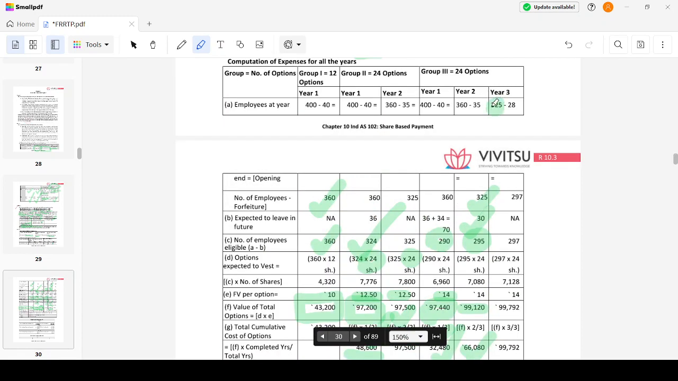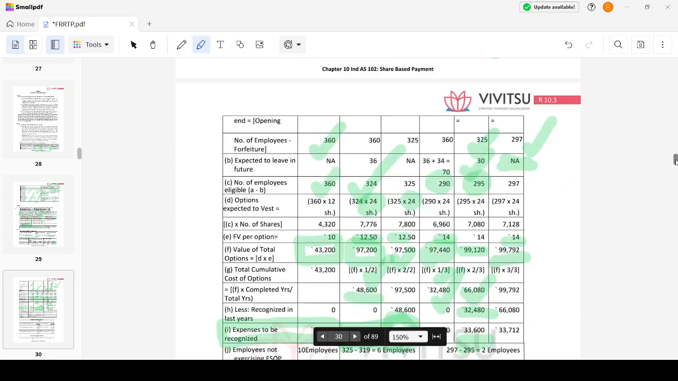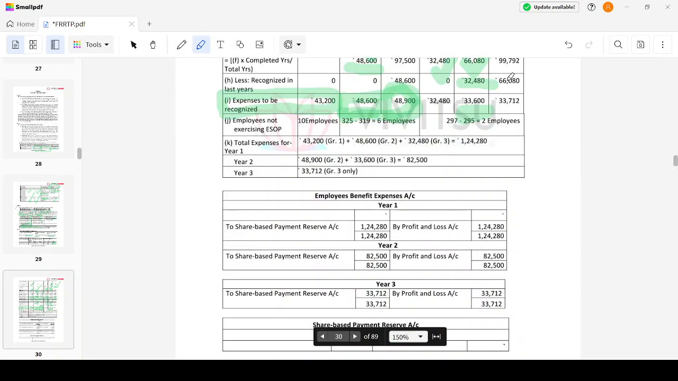Now in the third year, the actual employees at the beginning of the third year were 325, when 28 have left during the year, and there's no expected future leave because it is vesting during the current year. So 297 employees are eligible now. 297 into 24 into 14, that is the fair value. I'm going to get 99,792. This is the last year, right? So I have to recognize the entire thing now. So 99,792. I have already recognized to the extent of 66,080. The balance of 33,712 will be recognized in the third year.